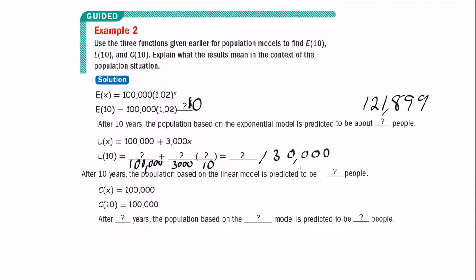The constant one after 10 years should be pretty clear, because after 10 years the population based on the constant model is predicted to be 100,000 people. So no change, because it'll be constant throughout. So here's an example of using our function notation to arrive at a conclusion based on some problems we saw earlier. And it's just kind of redefining how we express these.